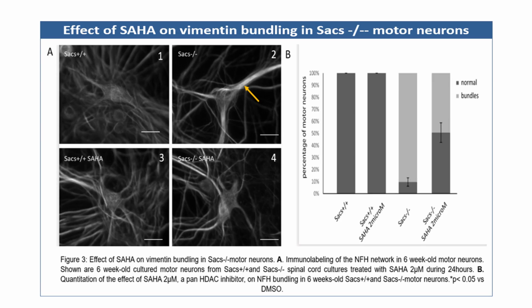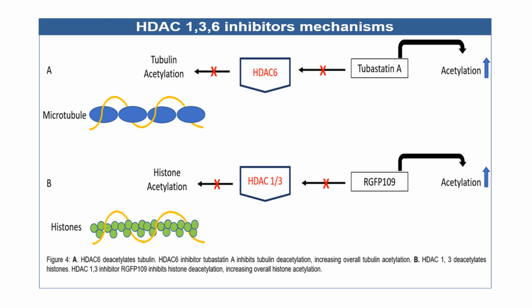ARSACS is a disease that affects motor neurons. Illustrated by the yellow arrow, we can see bundling of neurofilaments in the SACS knockout motor neurons. Looking at the fourth image of figure A, an amelioration in the neurofilament network following a treatment with the pan-HDAC inhibitor SAHA 2 micromolar is observed. The pan-HDAC inhibitor decreased the percentage of motor neurons with neurofilament bundles. Our next objective was to identify the most effective HDAC inhibitor for bundle resorption.